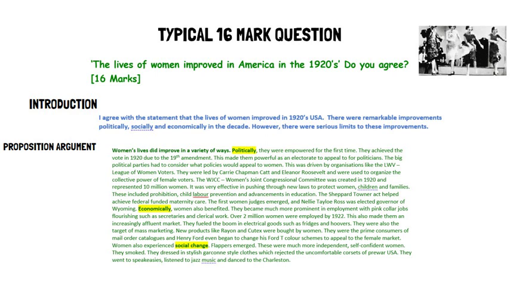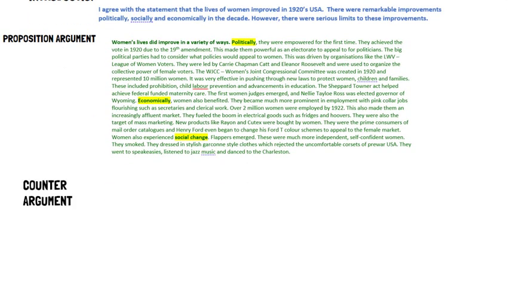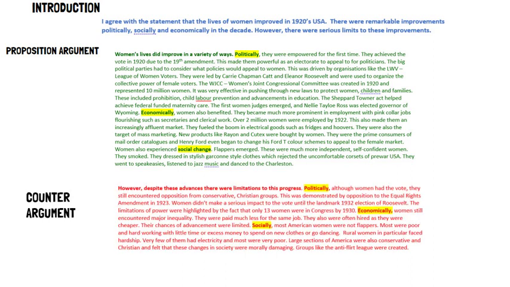Then you move on to your proposition argument. It's important that you put across all the key details. In this case, I've divided it up politically, economically and socially, and you can see how I've peppered this with lots of good arguments, lots of good evidence, lots of good golden nuggets. Lots of good facts and figures to back up my proposition argument that lives did improve for women in the 1920s.